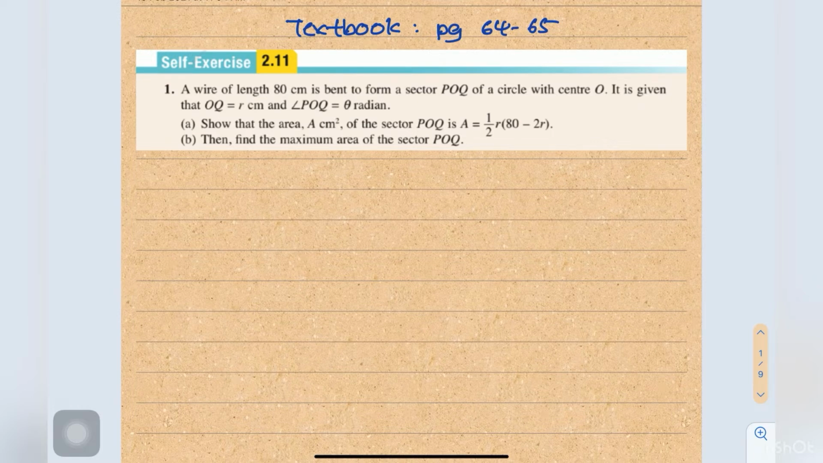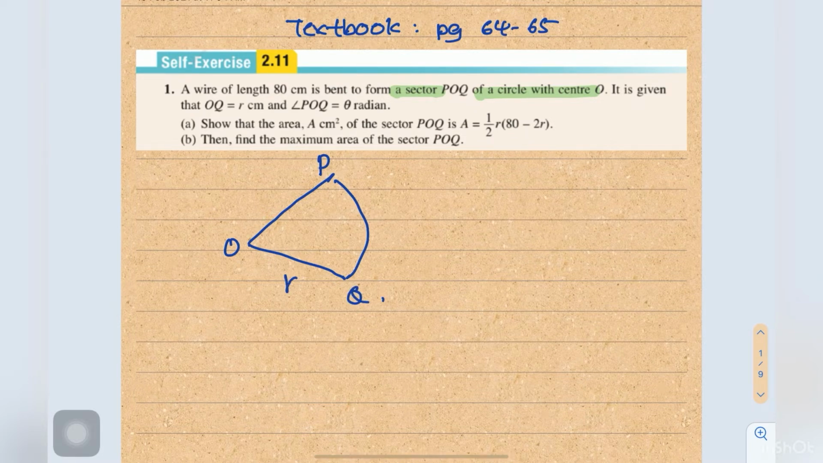Okay, the first one, a wire of length 80 centimeter is bent to form a sector POQ of a circle with center O. So here we have a few clues: sector, circle, center O. So then we draw a sector. O is the center. So this one is PQ. OQ is R. OP is R as well because radii are the same. Then angle POQ is theta.